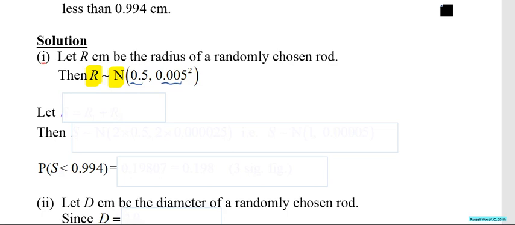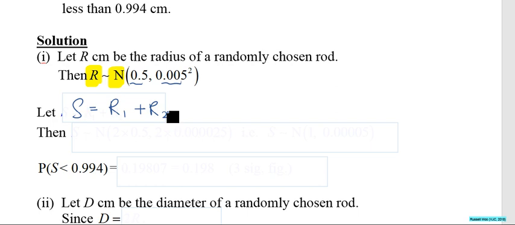To solve this question, let's take a look. We will let S be equal to R1 plus R2. Let's copy. R1 is the radius of one rod. R2 is the radius of another rod. These two are independent observations of R. Does it make sense? S is R1 plus R2. This is the first rod, this is the second rod. Both are random variables. Alright?